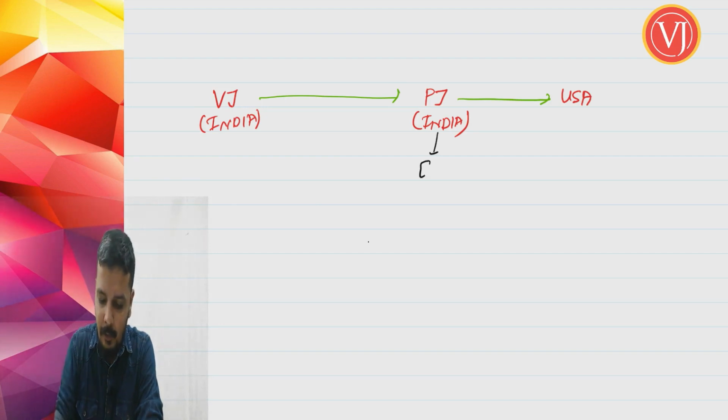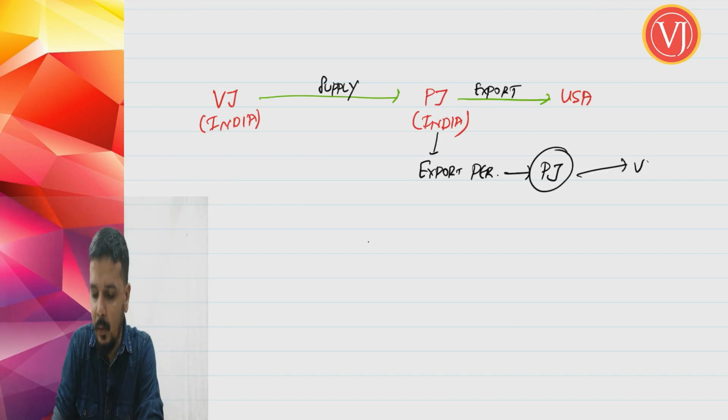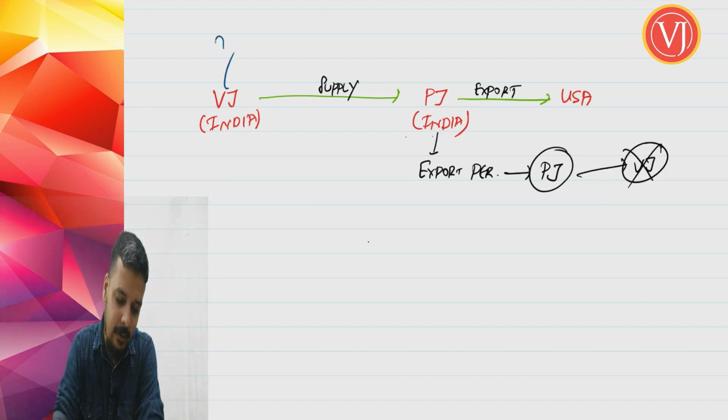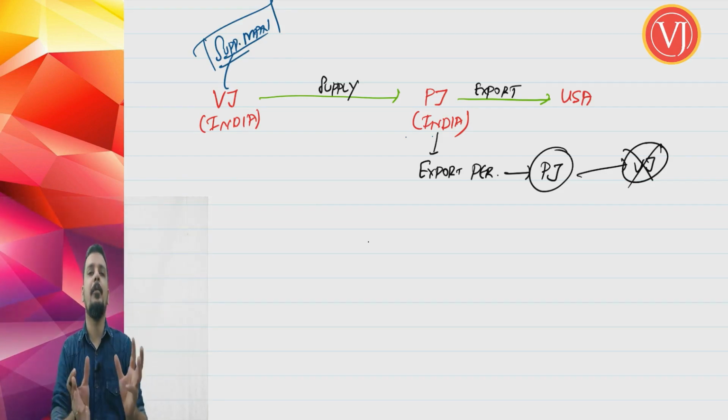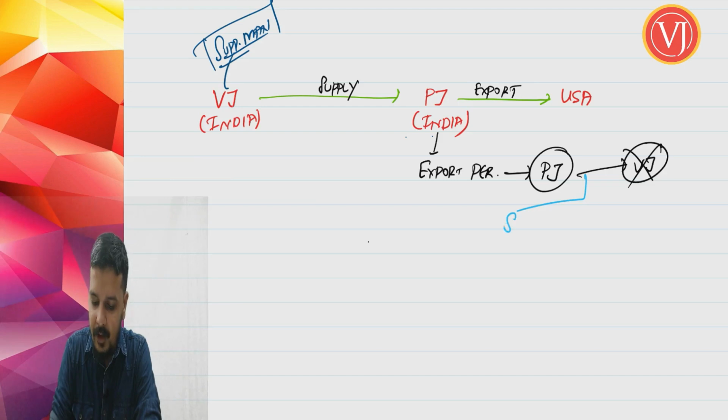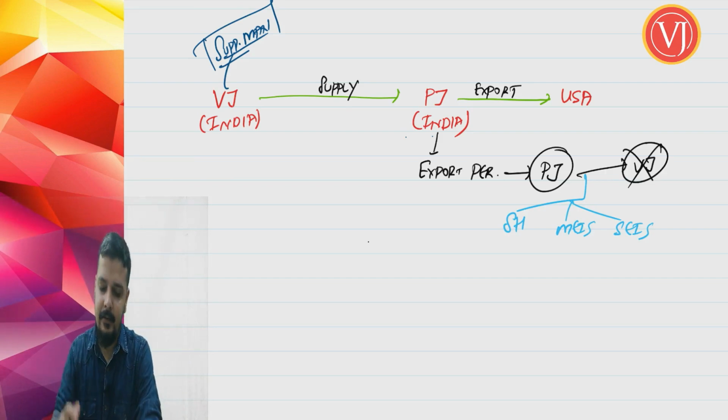So this is normal supply, this is export. This export performance will be counted only for PJ. Transferring it to VJ, the supporting manufacturer, is not allowed. Technically this VJ is called the supporting manufacturer. That transfer of export performance from one IE code holder to another IE code holder is not allowed. Friends, this is true for your status holder category, your MEIS and your SEIS. Right, normal point.